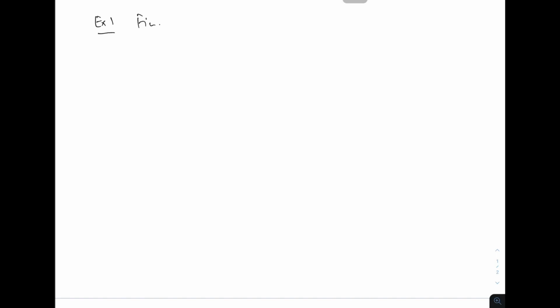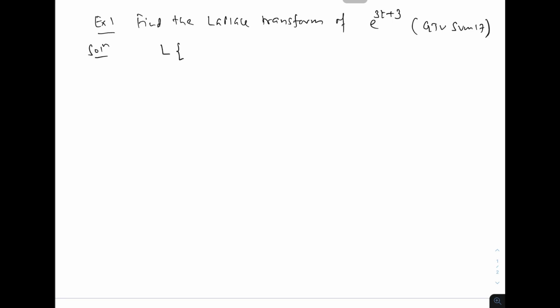Find the Laplace transform of e to the power 3t plus 3. It was asked in GTU summer 17. So we need to find the Laplace transformation of e to the power 3t plus 3.